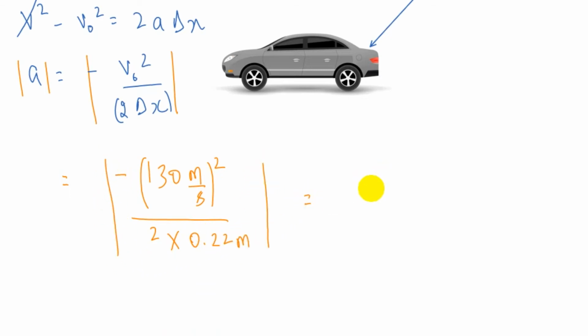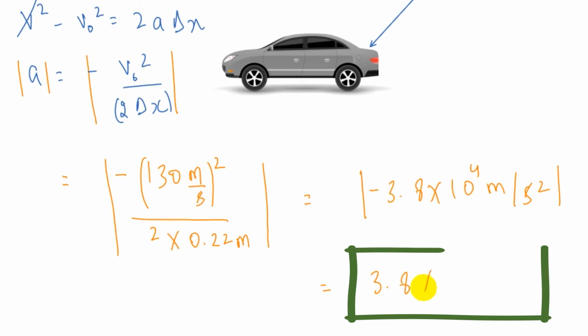So we'll get this value to be minus 3.8 times 10 to the power 4 meter per second squared, and its magnitude would be 3.8 times 10 to the power 4 meter per second squared.